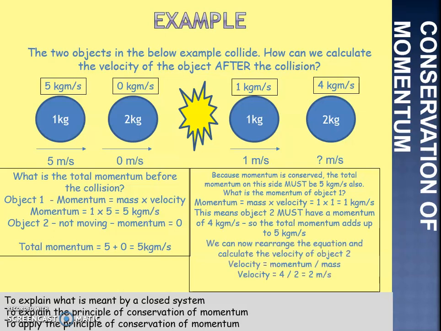From that, we can now rearrange the equation and calculate the velocity of object 2. Rearranging it, velocity is momentum divided by mass. That gives us 4, which is momentum, divided by 2, giving us 2 meters per second. Now that's positive. It's not negative, so it moves to the right.